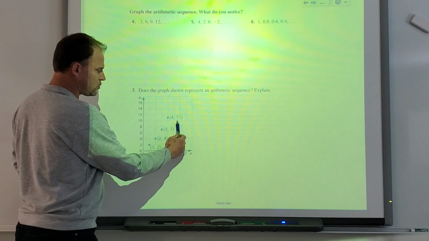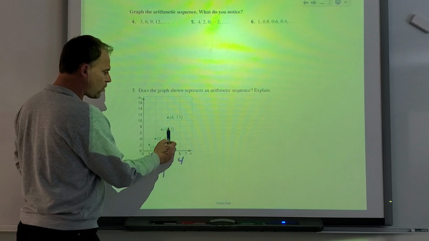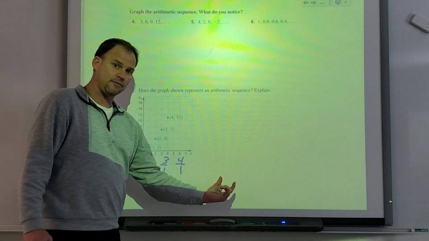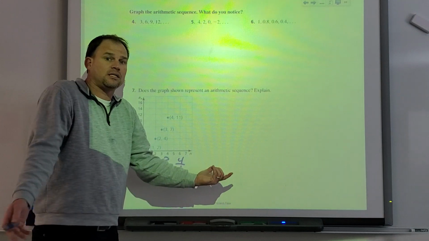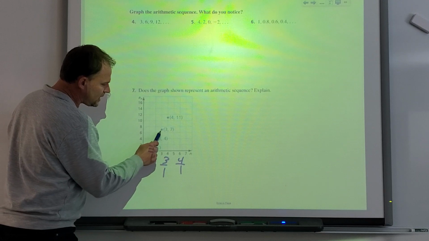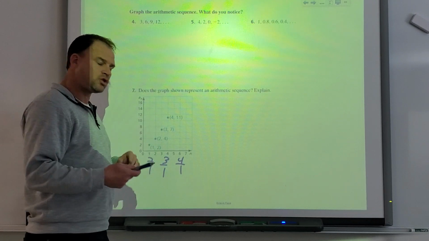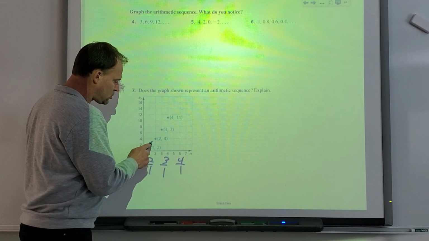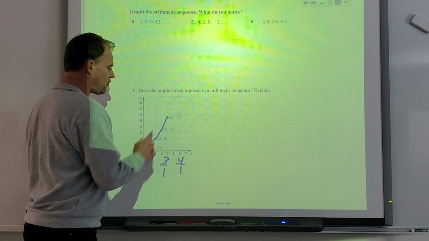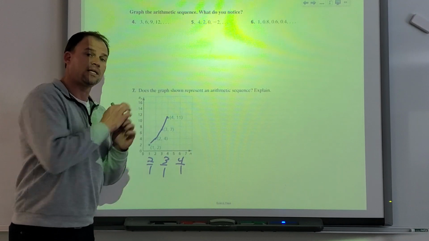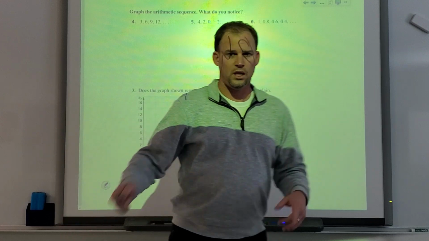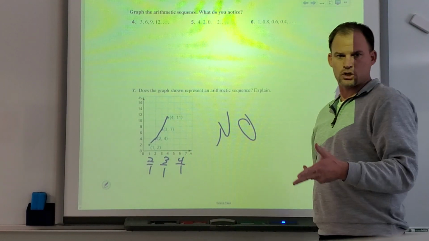What's this one doing? It's going from 7 to 11. It's going up 4 when I go over 1. So does this one have a common difference? No, it's changing. It's different. It's not the same. You can tell by the lines, they change. They have a different slope. This one is 2 over 1. This one's 3 over 1. This one's 4 over 1. They don't line up. So, no common difference, not in a straight line.